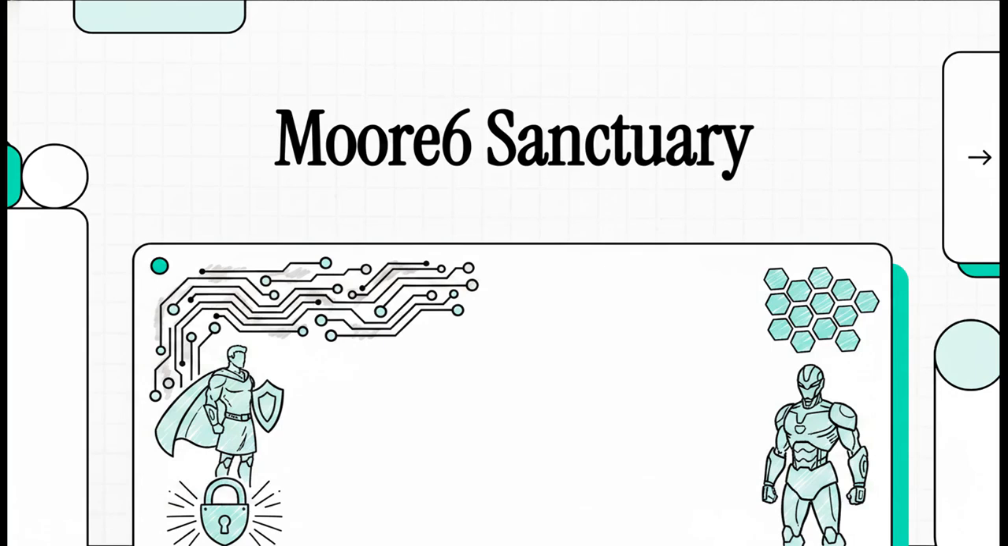Welcome to this explainer. Today we're diving straight into a really fascinating intersection where immersive narrative art collides head-on with real-world cybersecurity protocols. We're going to decode the Moore Sixth Sanctuary. It's a unique comic strip narrative that takes highly complex technical data architectures and actually translates them into a tangible, character-driven storyline. It's a visual narrative of cryptographic protocols in action.